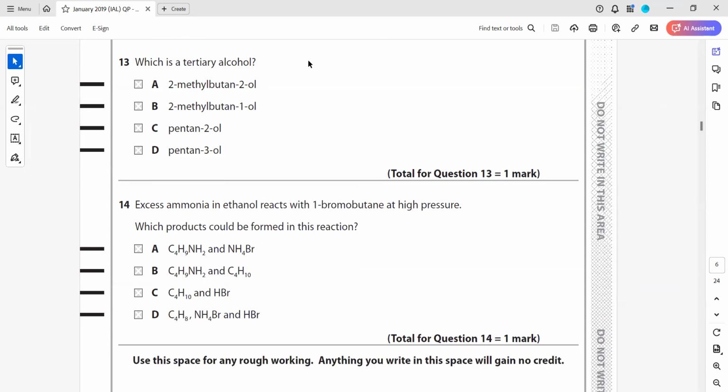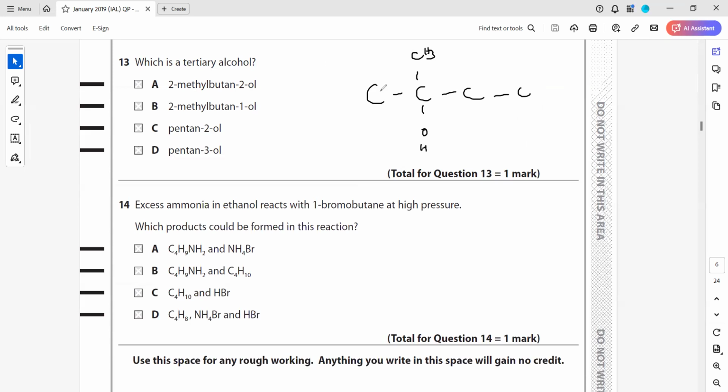Then which is a tertiary alcohol? A tertiary alcohol means the carbon which is attached to oxygen should have 3 alkyl groups. If 3 alkyl groups are there, that will be a tertiary alcohol. So if you draw the structure of 2-methylbutan-2-ol, 'but' means 4 carbons will be drawn. At the second position we have OH. At the second position we also have a methyl group.